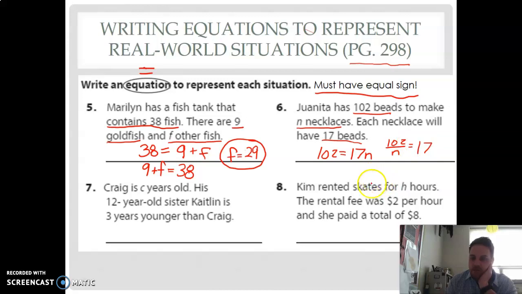All right? Maybe I would say 102 divided by the necklaces, whoops, I'm sorry, divided by, let's change that. 102 divided by 17 on each would give me the number of necklaces. Okay, so any of those would work. And then I could find the solution to that equation.